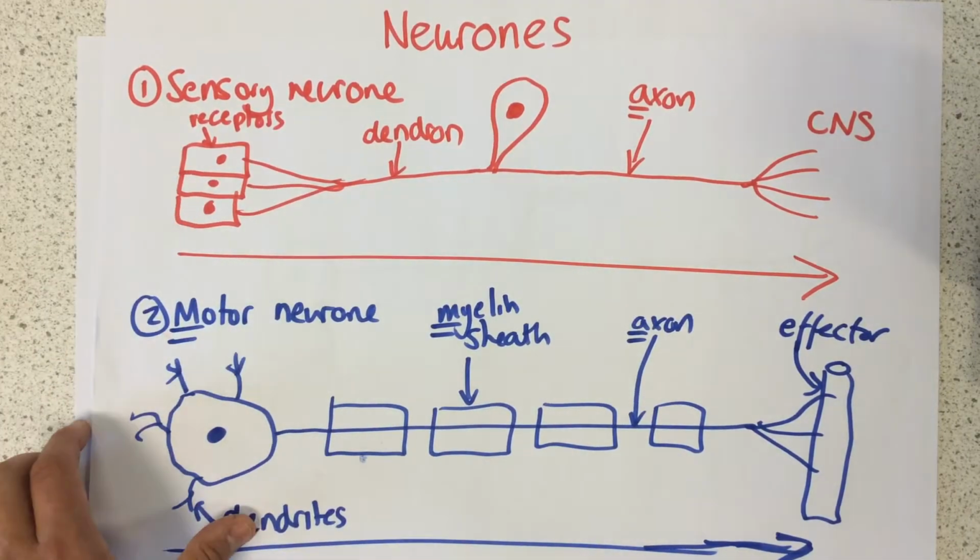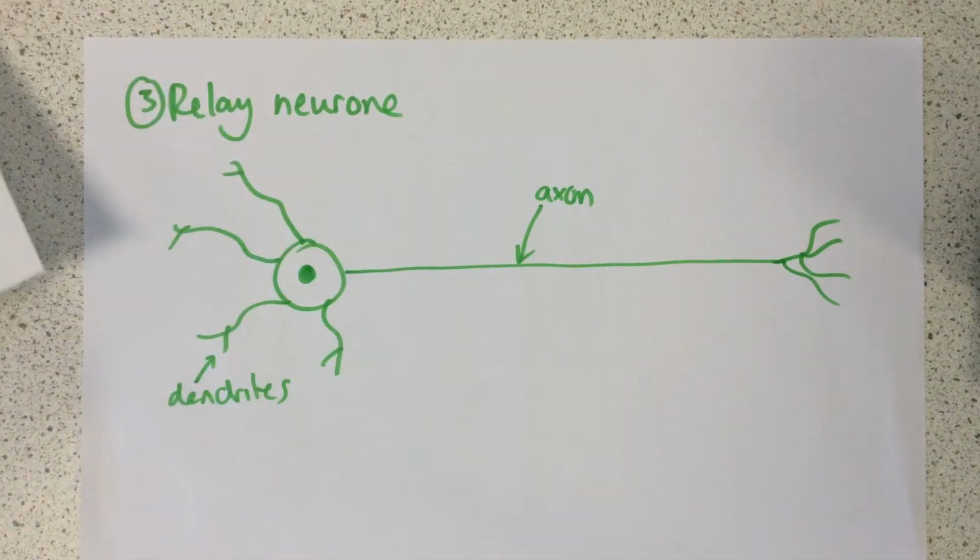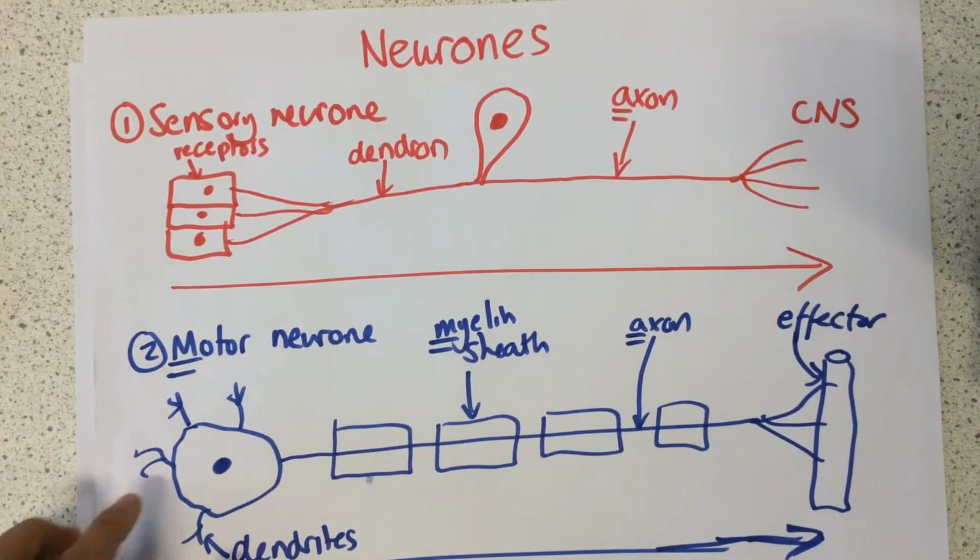So those are the three types of neuron. That's how they all look different from each other. That's their different jobs and functions. And that is all I'm going to say on it.